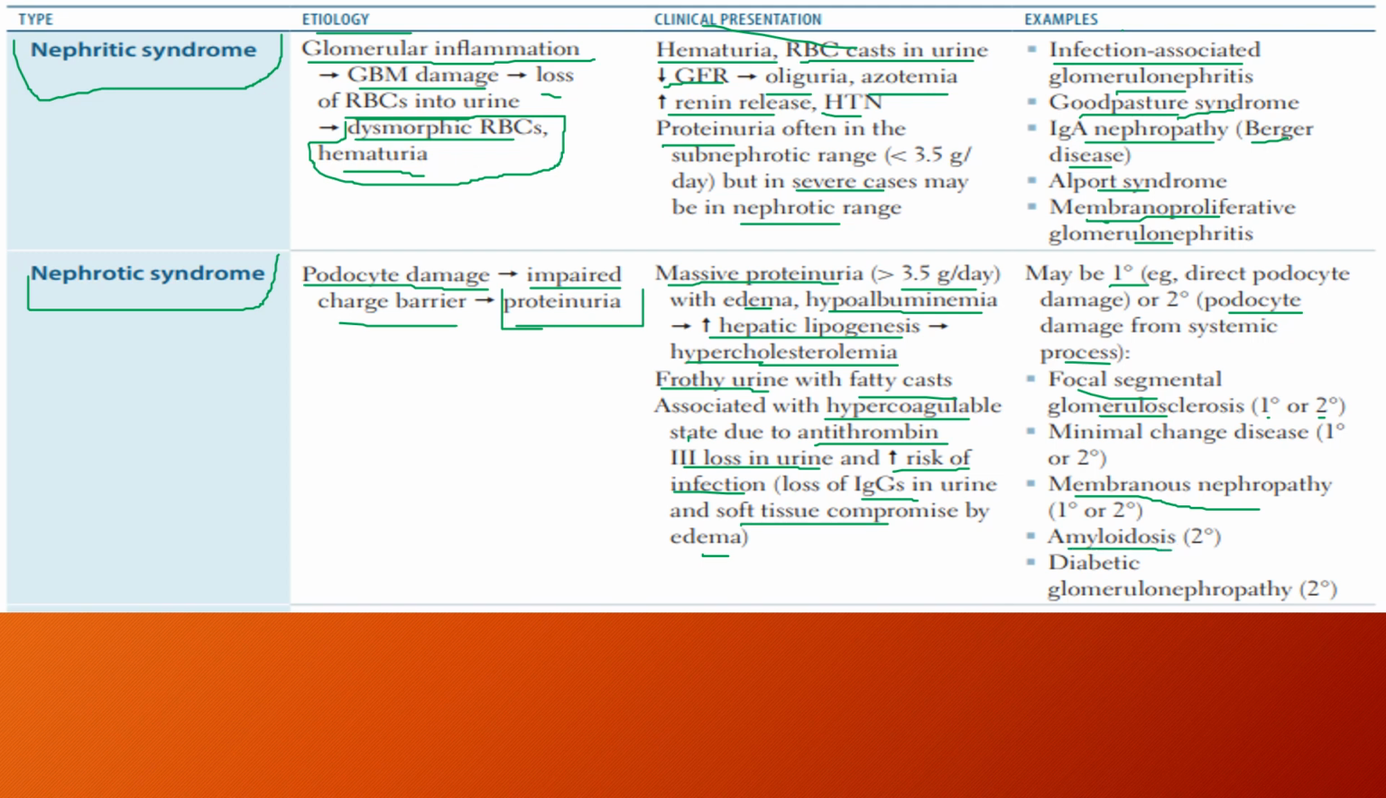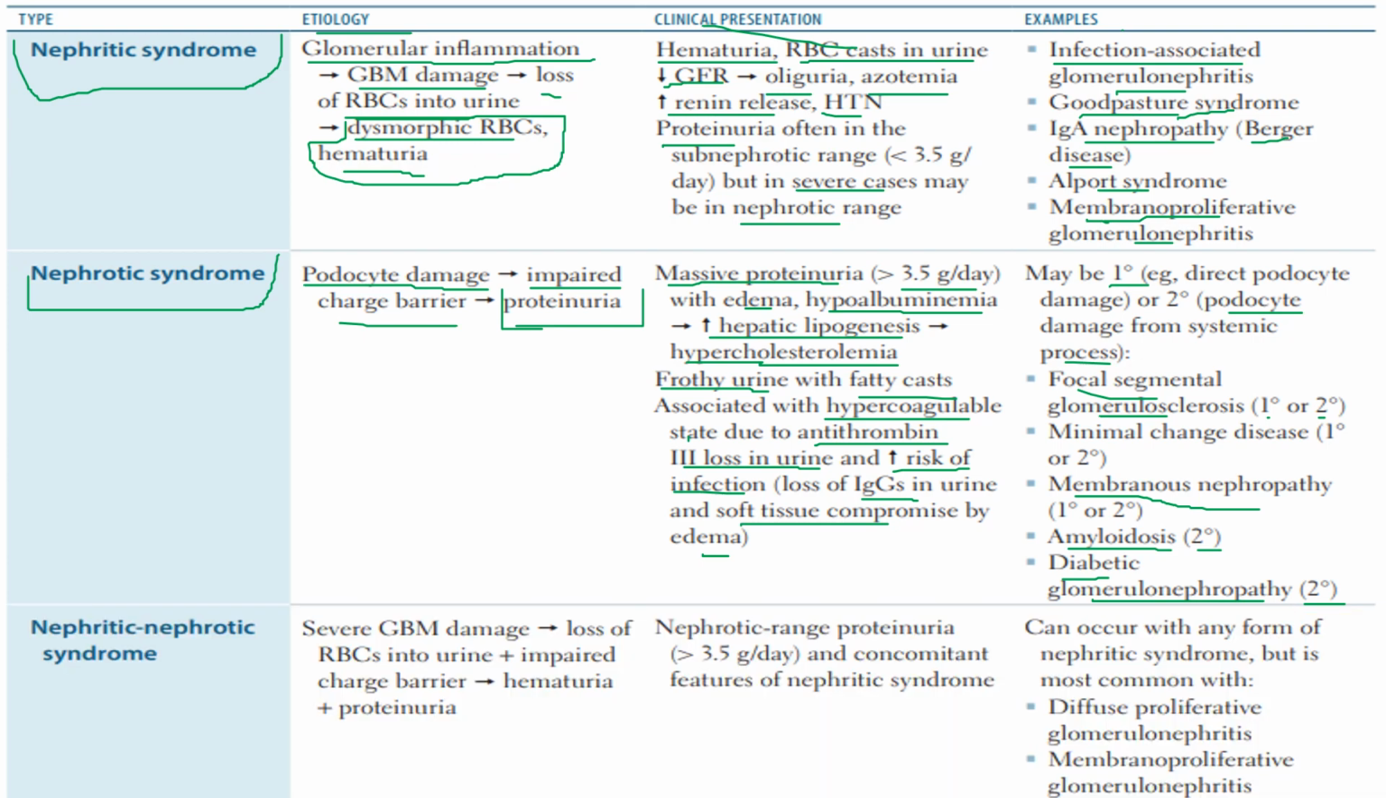Amyloidosis is mainly secondary, which means podocyte damage from a systemic process. Diabetic glomerulonephropathy is also secondary. Now, lastly, we'll see the nephrotic syndrome.